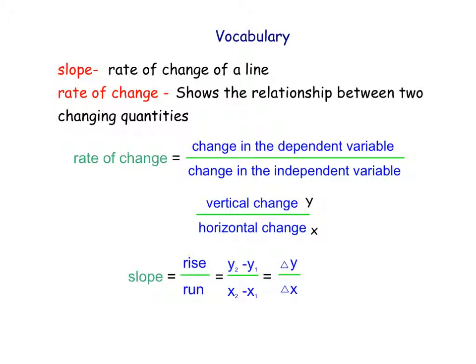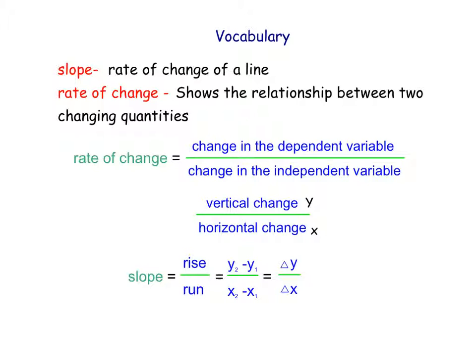Before we continue, I want to remind you of some vocabulary. Remember, the slope is just the same thing as the rate of change. So the rate of change is the slope, and I use these interchangeably. The rate shows the relationship between the two changing quantities, like how the height is changing compared to the time. We can represent the rate of change or the slope in numerous ways.